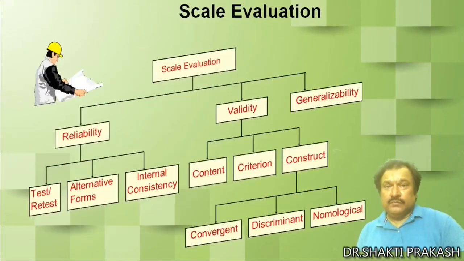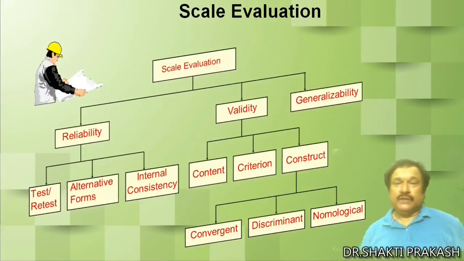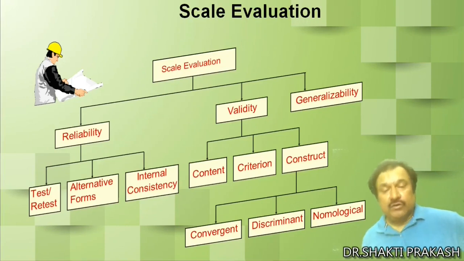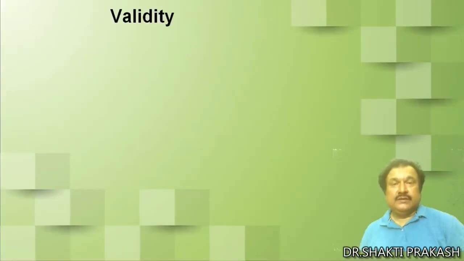Now, another important part in this topic that we are going to study is scale evaluation and validity. In this part we are going to study validity: content, criterion, and construct. Validity is divided into three parts: content, criterion, and construct. Construct again divides into convergent, discriminant, and nomological. Now we will come to the next part.